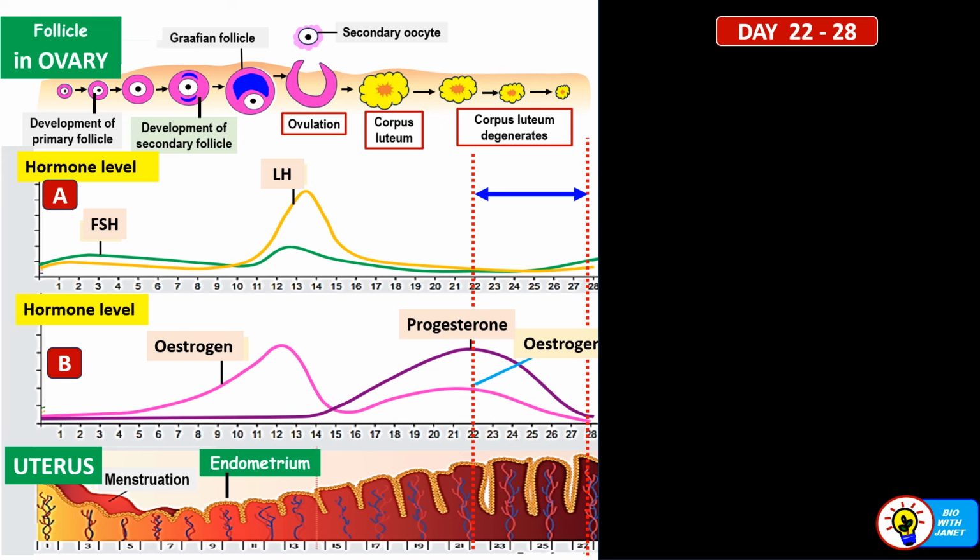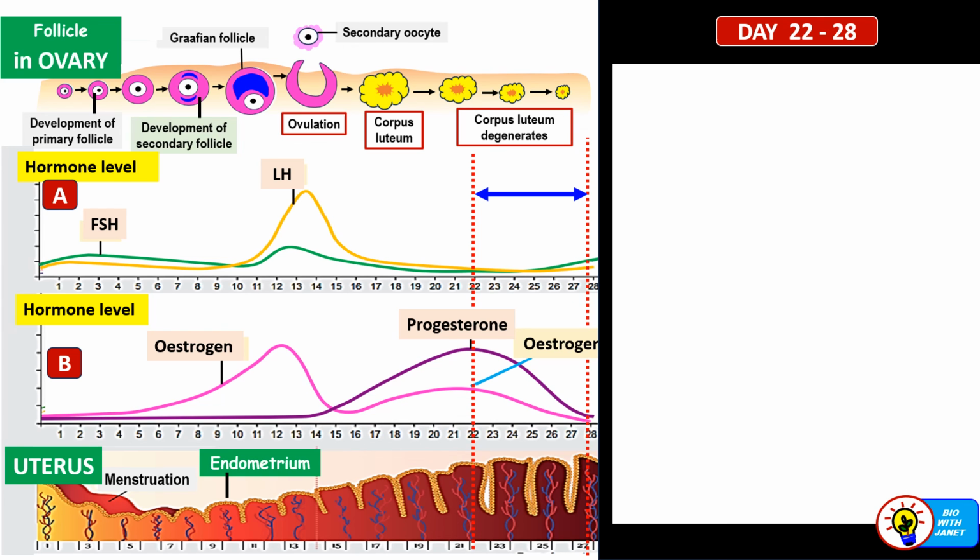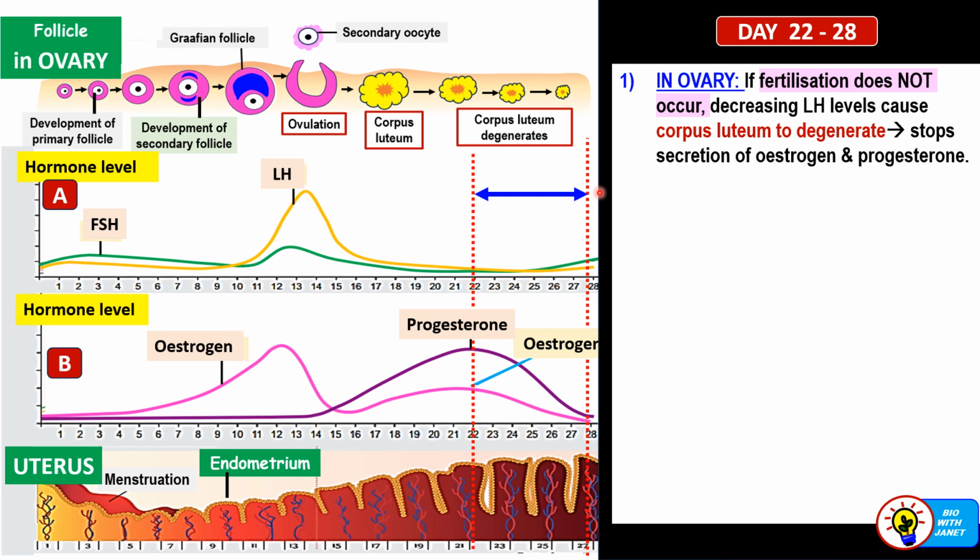Now let's discuss what happens from day 22 to day 28, the end of the menstrual cycle, the fourth stage. Here is the section involved, day 22 to 28. Firstly, if fertilization does not occur in the fallopian tube, the decreasing LH levels, as you can see here, LH levels are very low, will cause the corpus luteum to degenerate. When we draw the corpus luteum at the end of the menstrual cycle, we should draw it becoming smaller and smaller if there's no fertilization.